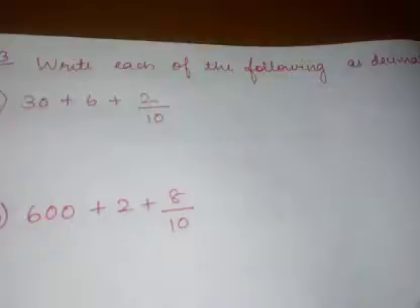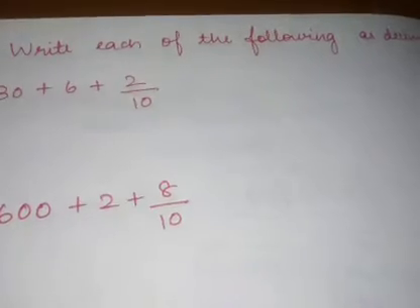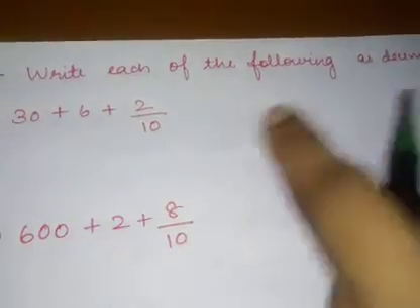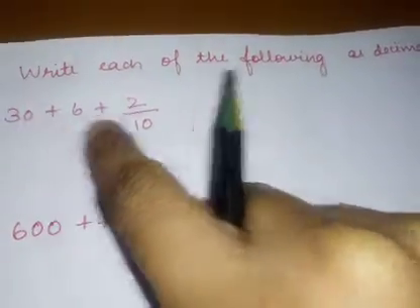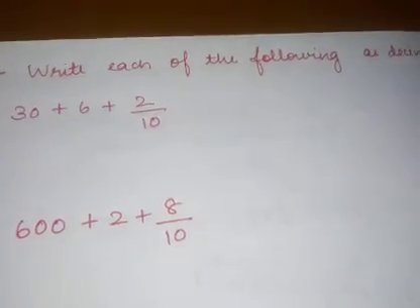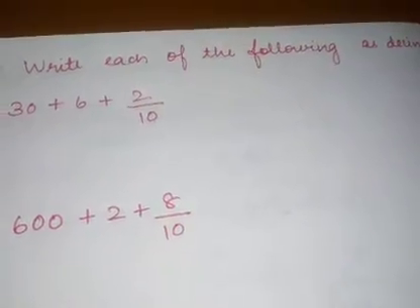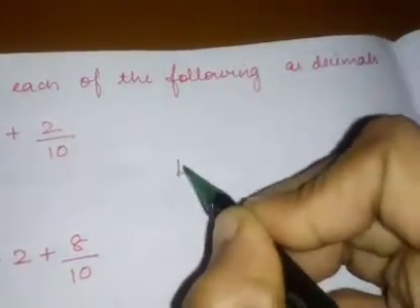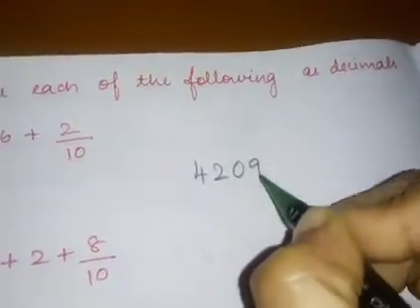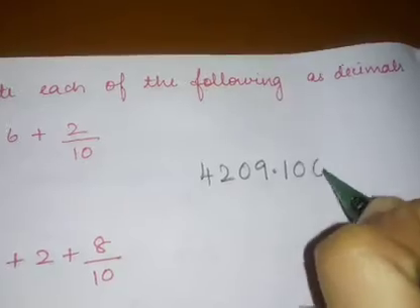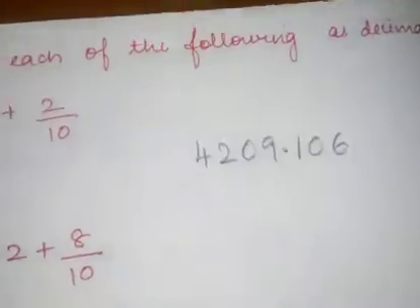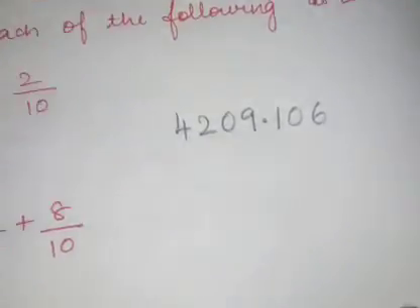Okay. Next is your example number 3. Write each of the following as decimals. Okay. We are going to write this expanded form as a decimal. Okay. First I'll teach you how to write the expanded form. First I'll give you the number. 4209.106. So if this is your decimal number, how will you do the expanded form?